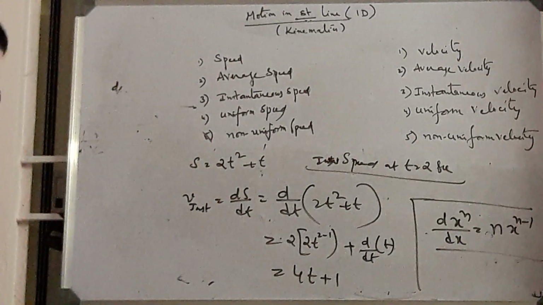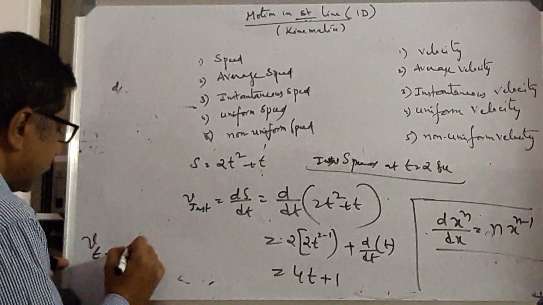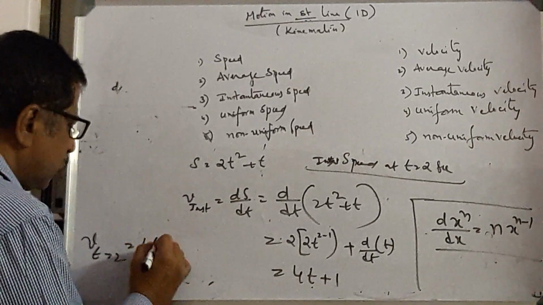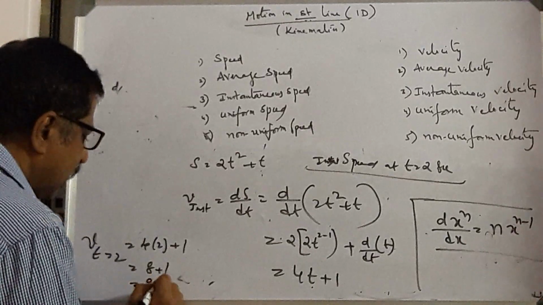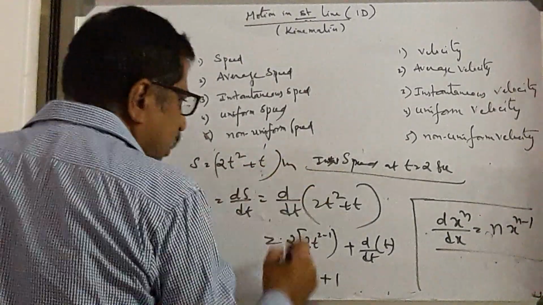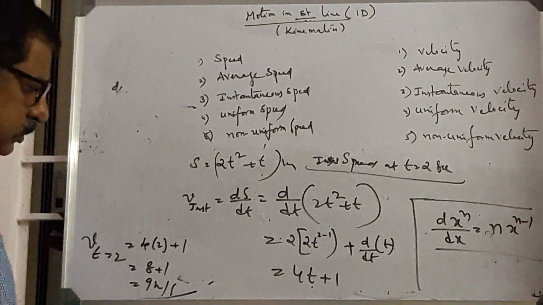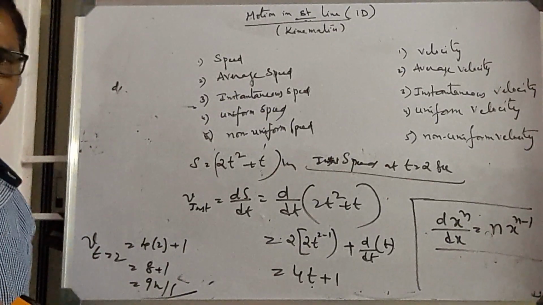Now, we want to find out the speed at t is equal to 2 seconds. Now we put the t value here: 4 into 2 plus 1, that means 8 plus 1, that means 9 meters per second. It is in meters, for example, because the equation is in meters. Then we get the instantaneous speed of a body.